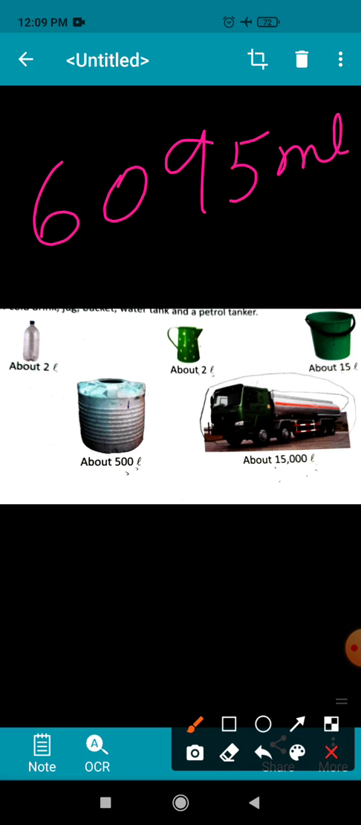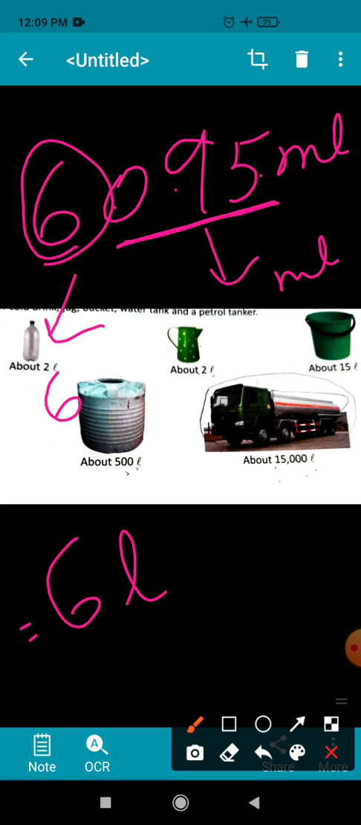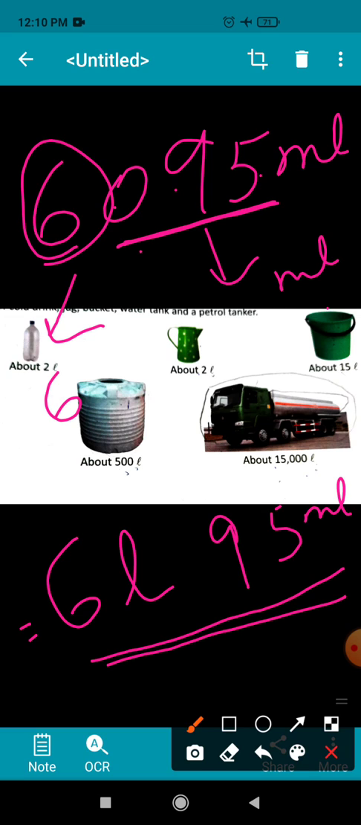Now let us see one more example. 6095 milliliter in liter and milliliter. What will you do? You will remove 3 digits from your right side. 1, 2, 3 digits. This will be milliliter and the remaining one is 6. So the answer will be 6 liter 95 milliliter, because 095 you will read as 95. So the answer will be 6 liter 95 milliliter.